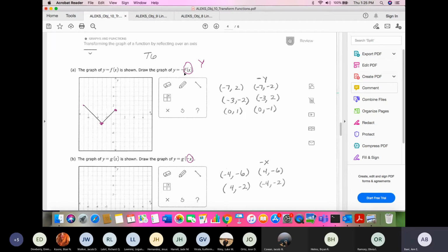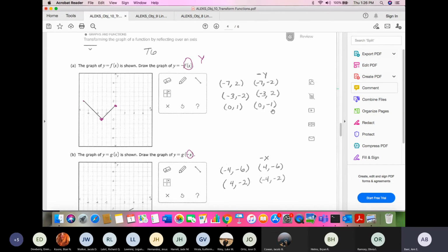So here we're changing the signs on just the y-coordinates. So I copied over all the x-coordinates, -7, -3, 0, right here. Now I'm ready to change the signs. This 2 is positive, becomes negative. This is -2, we change the sign to get +2. This is +1, change the sign to get -1.